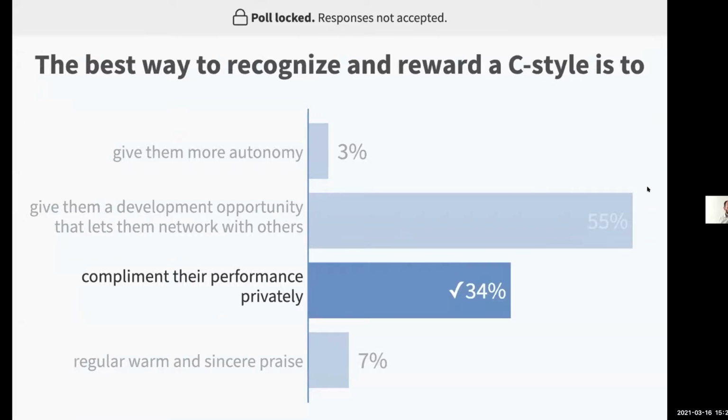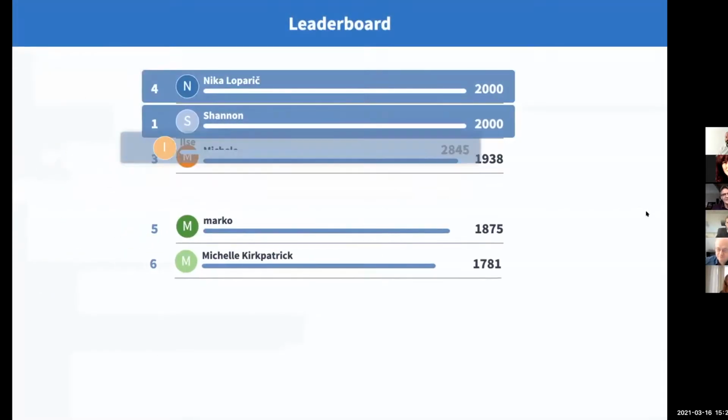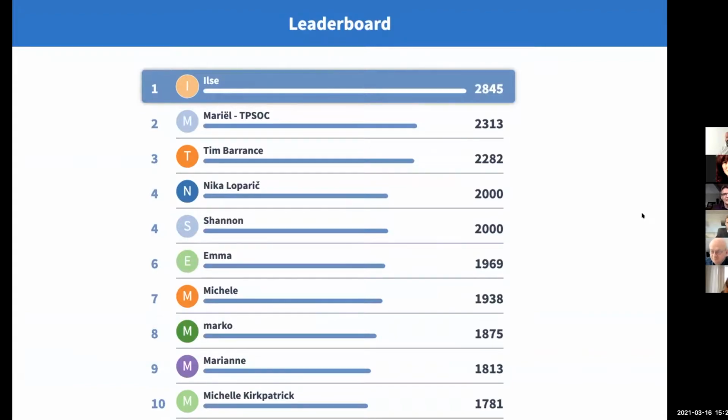Yeah, you see, that was the first question where only 34 people found the best answer. Complement their performance privately. This is exactly specific for C. 55% of participants chose: give them a development opportunity that lets them network with others. Okay, of course, it also could fit, but who is more interested in networking? Cs are sometimes not very fond of that. But I people, social people, like networking much, much more. Okay, this was difficult, it seems, but you see Ilse is now taking the lead, but we have some more questions left.